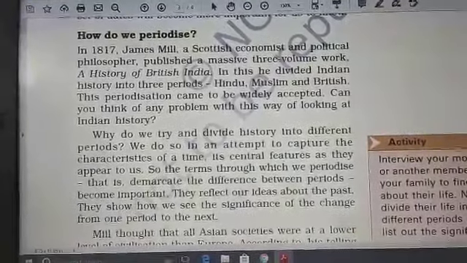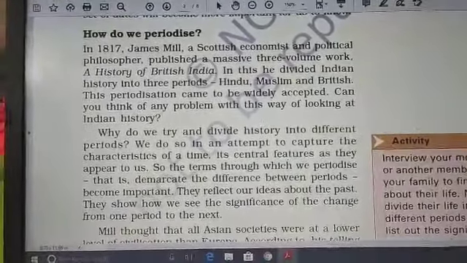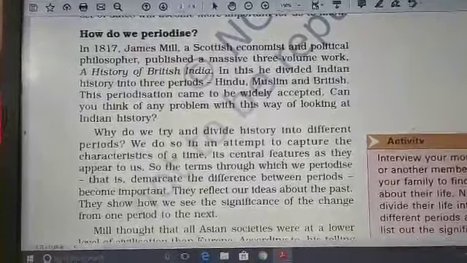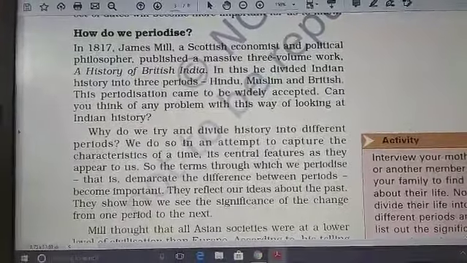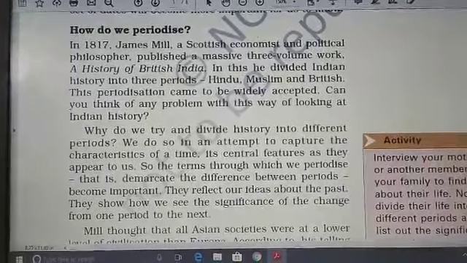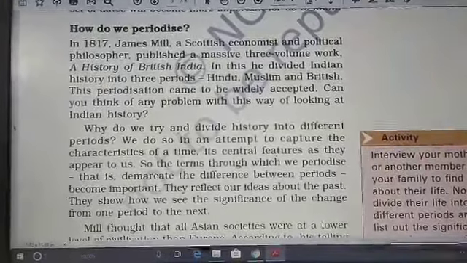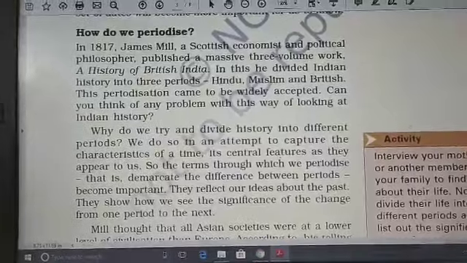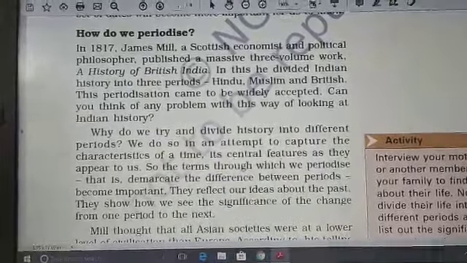Now, next is: how do we periodize? We divide history into different periods in order to capture the characteristics of time, its central features as they appear to us. So, the terms through which we periodize, that is, demarcate the differences between periods, become important.